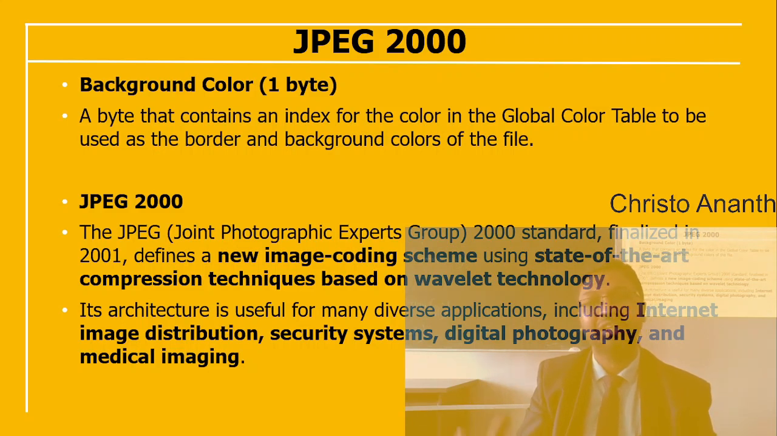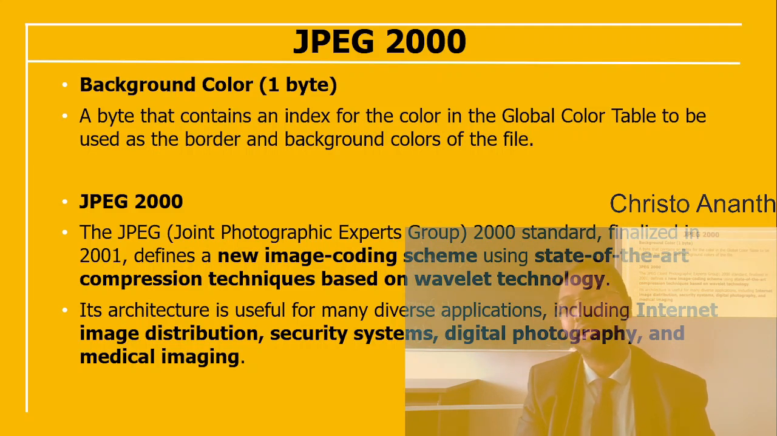Now the version of JPEG: we have JPEG 2000. That's the standard which was finalized in that period, so that time only it was established. It defines a new image coding scheme.